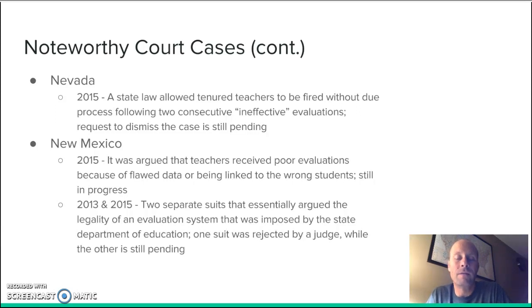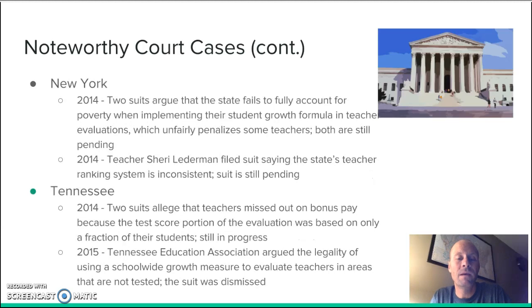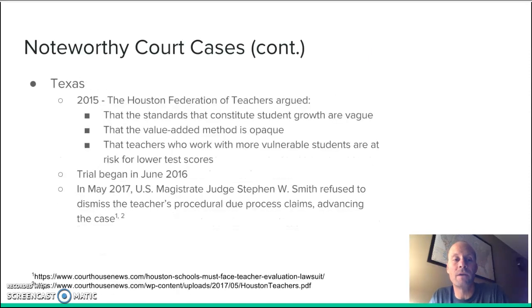In New Mexico, some teachers felt they received poor evaluations because of flawed data or because they were linked to the wrong students. And also in New Mexico, there were 2 suits that argued that the evaluation system that was imposed by the State Department was not legal. In New York, there were 2 suits that said the state didn't fully take into account poverty levels when creating their student growth formula. In Tennessee, again, teachers missed out on bonus pay because of the test score portion of evaluation. Also in Tennessee, there was an argument about using a school-wide growth measure.